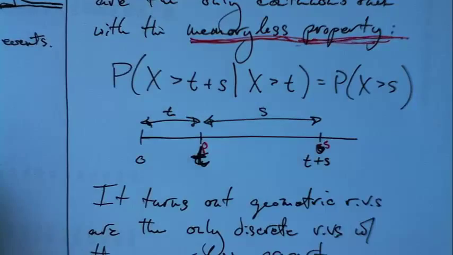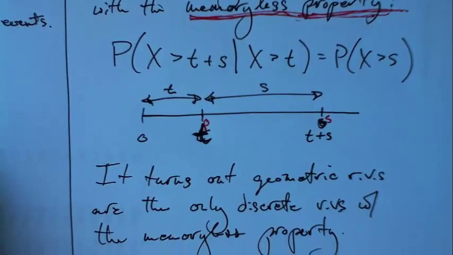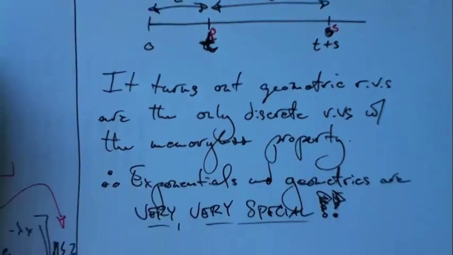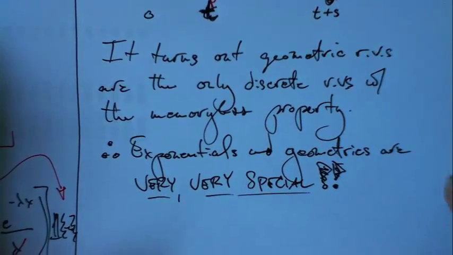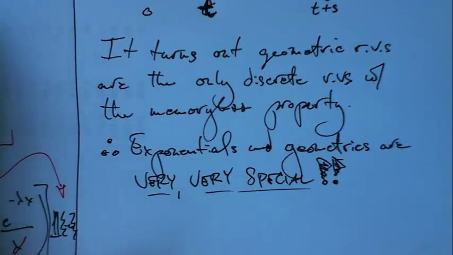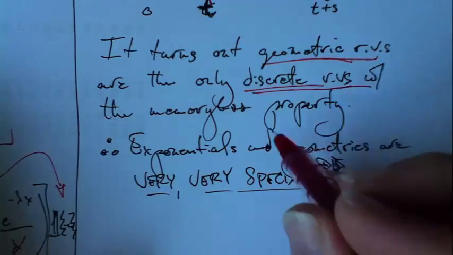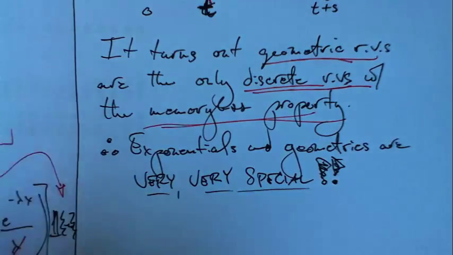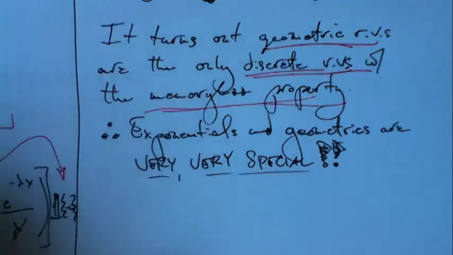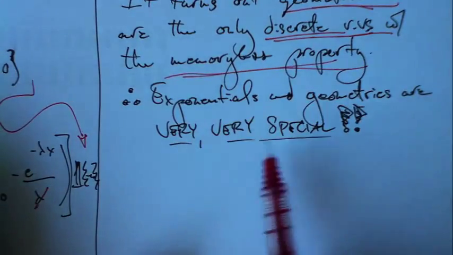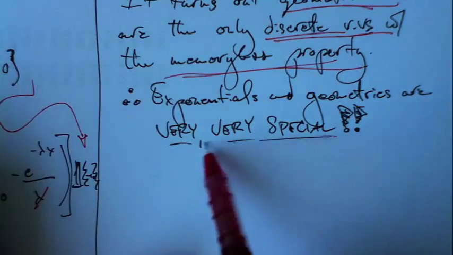Okay, so it turns out that exponential random variables are the only continuous ones that have this property, and that geometric random variables are the only discrete random variables with this property. That's right, geometric random variables are the only discrete random variables with the memoryless property. Now, this makes exponentials and geometrics very, very special.